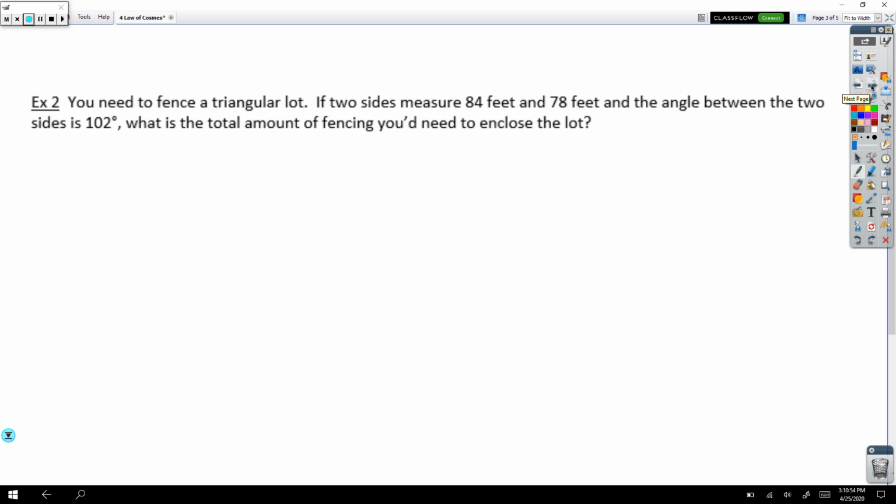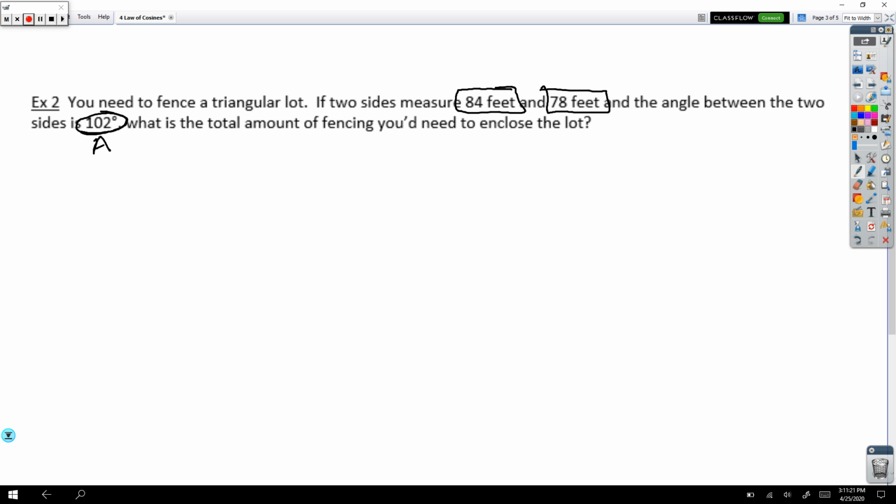Now let's look at a word problem that'll go with this. So we have a triangular lot. It gives us two side measures. Okay, so we have 84 feet and 78 feet. And it tells me that the angle between the two sides is 102 degrees. So I always like to use, in this instance, I would make this my angle A. You don't have to do that, of course, right?